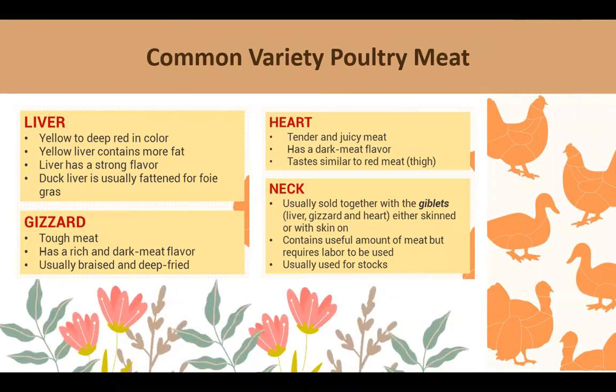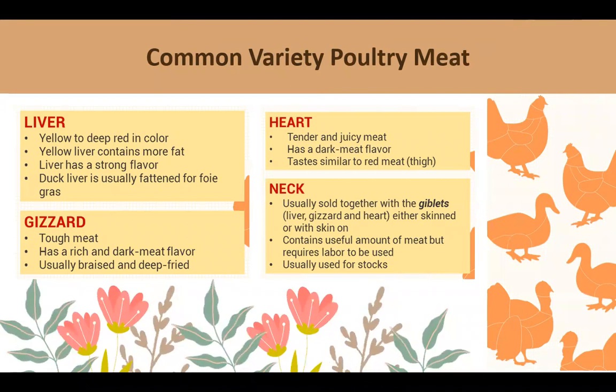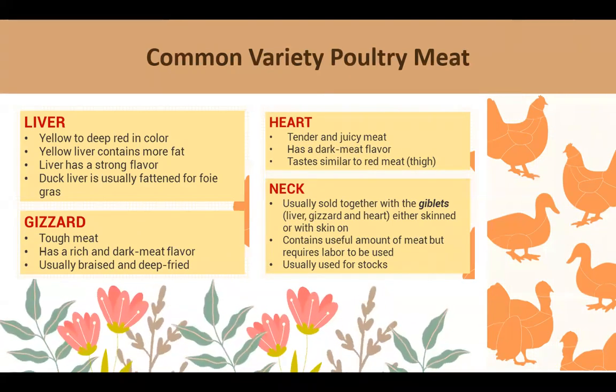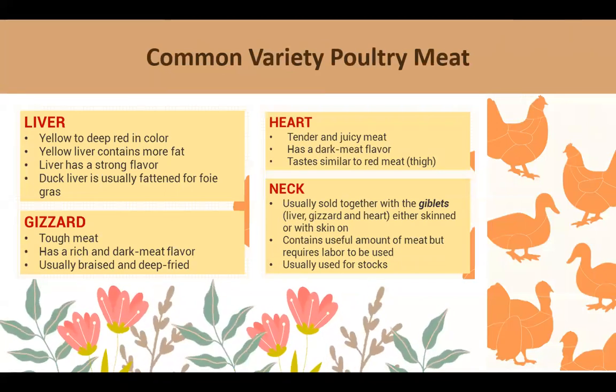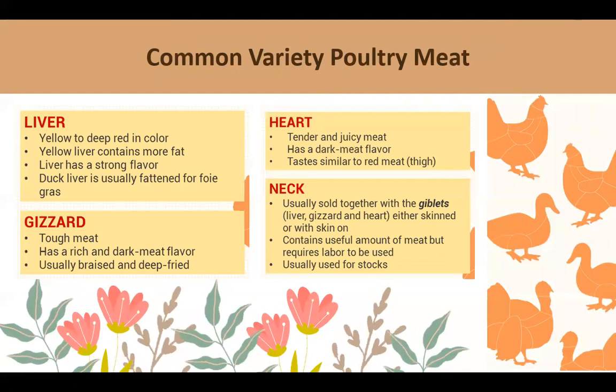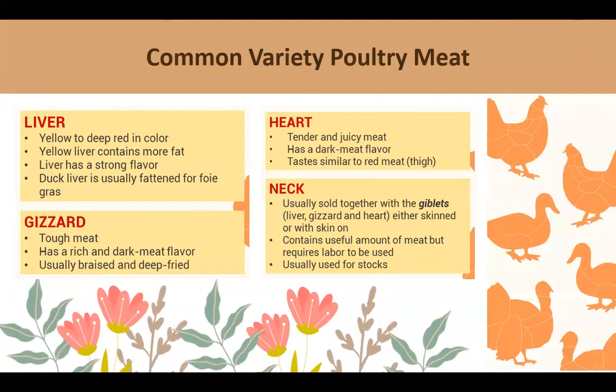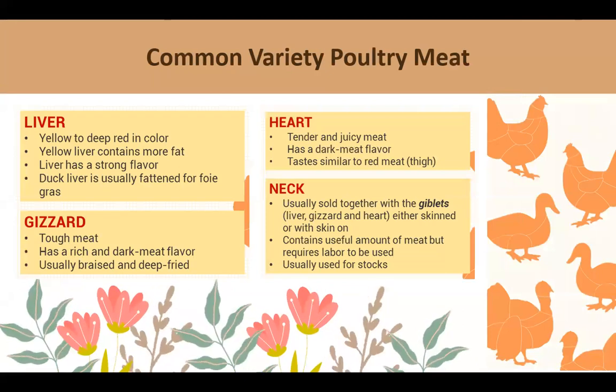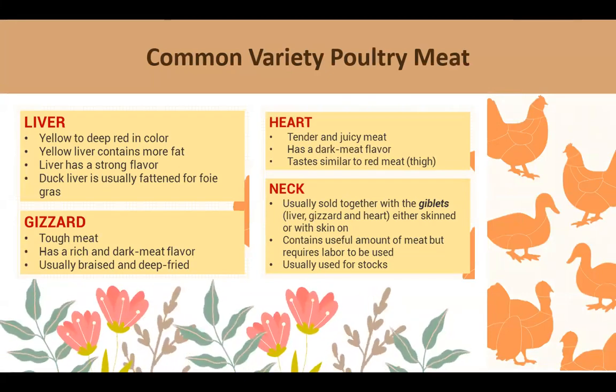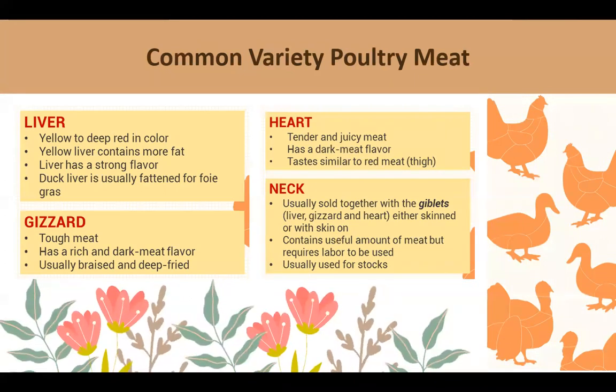Gizzard is a muscular meat which has a rich and dark meat flavor, usually braised and deep fried. Next is the heart, which is tender and juicy meat, has a dark meat flavor and tastes similar to red meat, specifically the thigh. And the last one is the neck, usually sold together with the giblets, either skinned or with skin on. It contains a useful amount of meat but requires labor to be used and is usually used for stock.